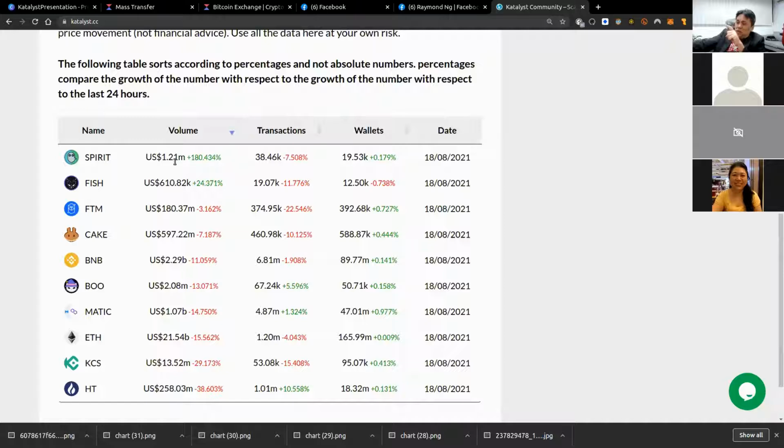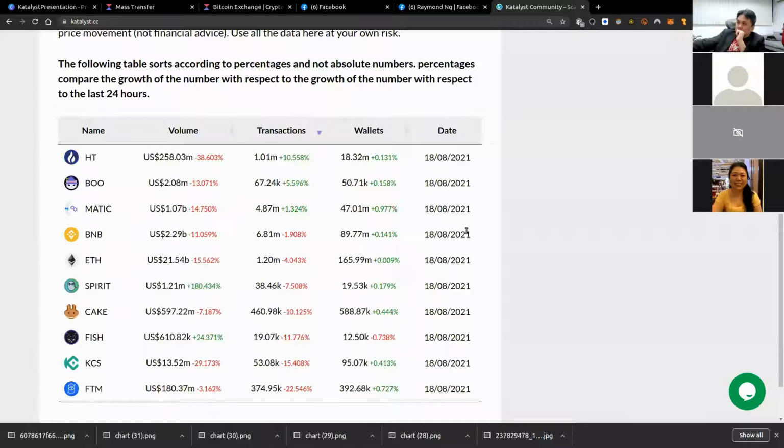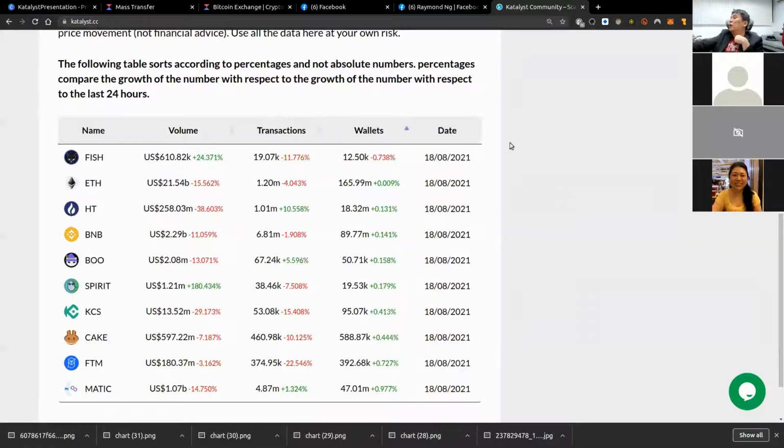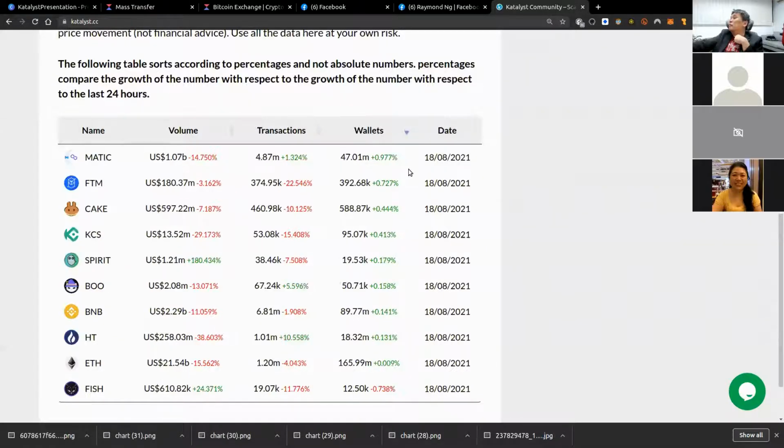Okay, when you sort the volume according to decreasing speed, the one that increased the most is likely to be this one. As a result, that is actually in the order of volume. Sometimes transaction also plays a part. In transactions, you see that Poppy token increased by 10%. Okay, Matic. Wallet is the first parameter.